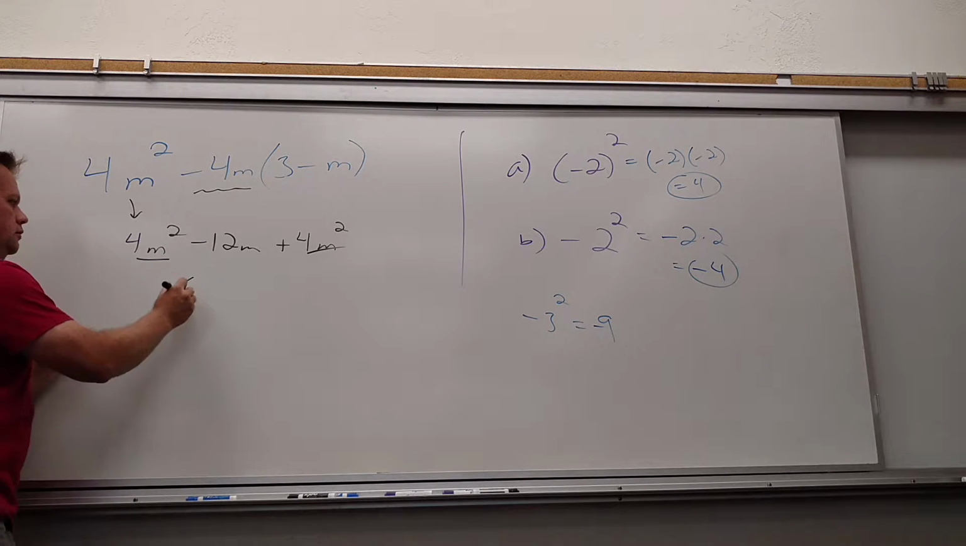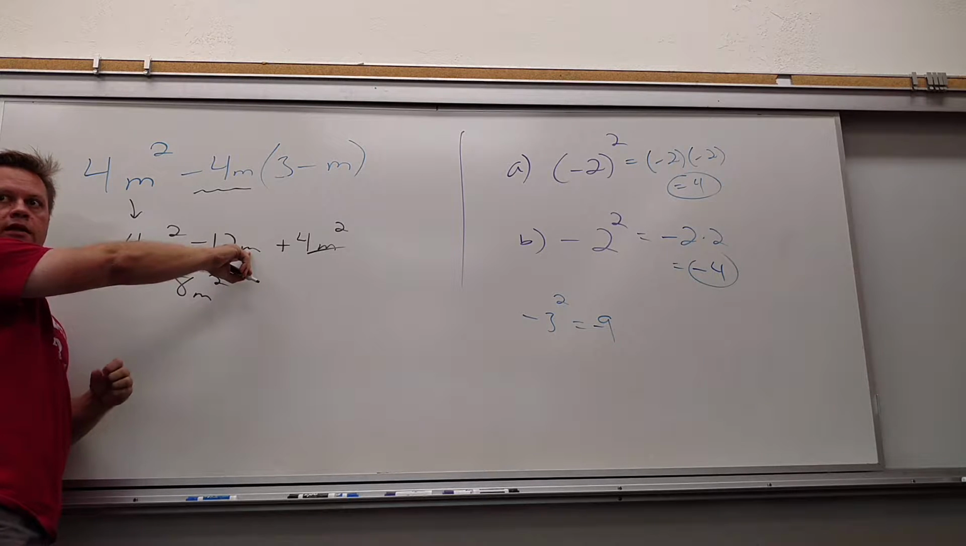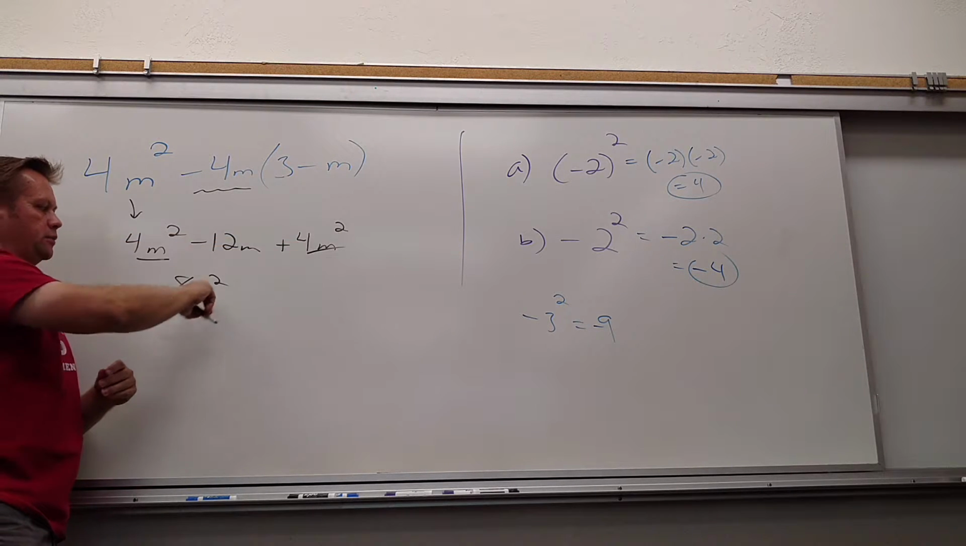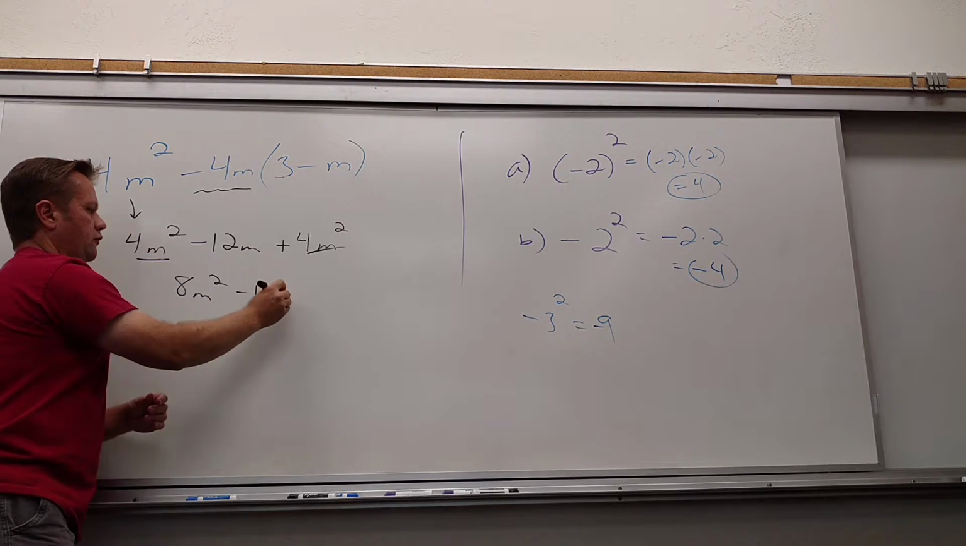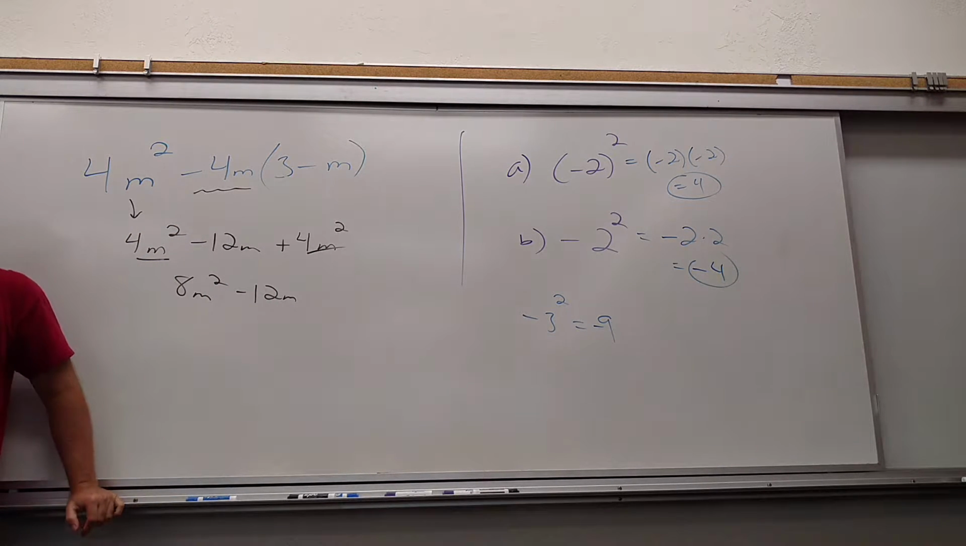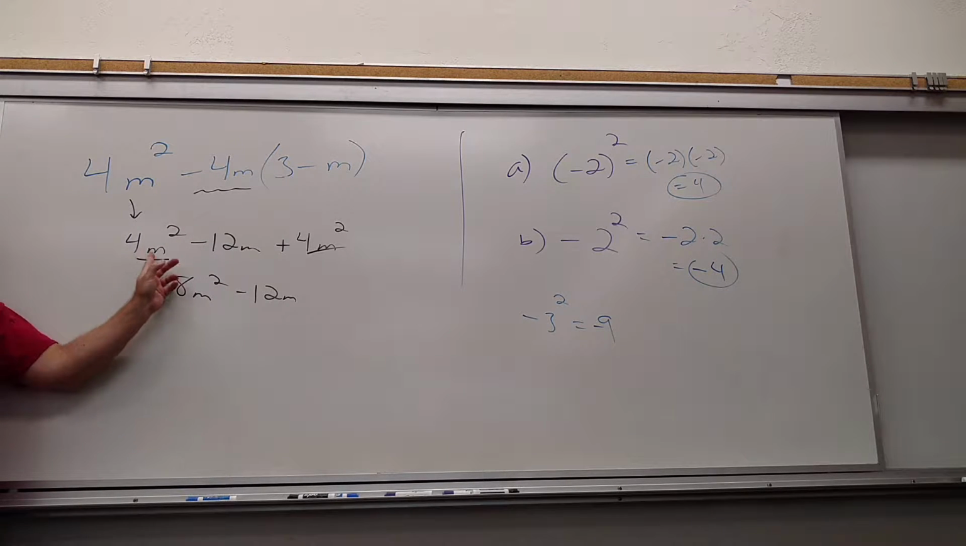Right? Do I have any more m's anywhere? No, I don't see any m's. I see m squares and m squares. I put those together. Any m's? No, he's by himself, poor little dude. So like terms have the same variables and the same amount of each variable. This guy's only got 1 m. It's not the same as these guys. These are a certain number of m squares.